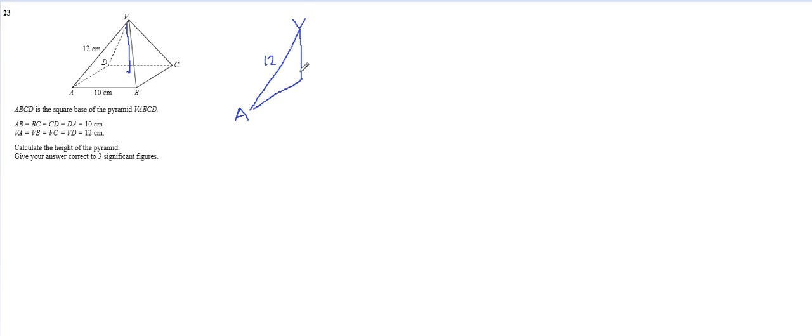And if I drop a perpendicular, that means I have a right angle, and this is the height that we want. So it's in my interest to find this length, and then I can apply a bit of Pythagoras' theorem to this. Okay, so how am I going to do that?